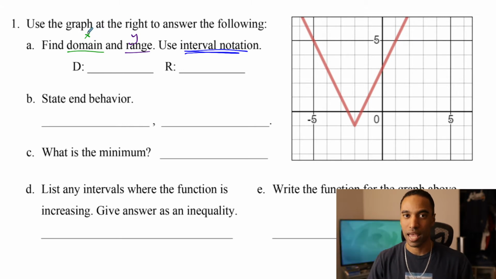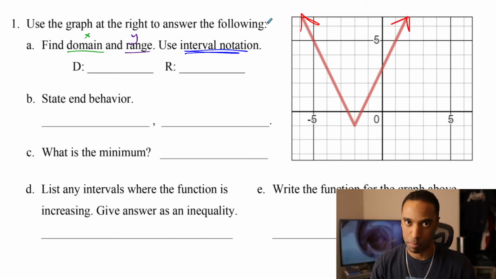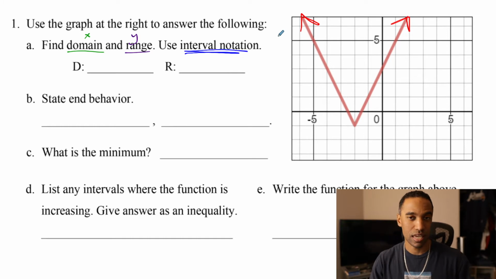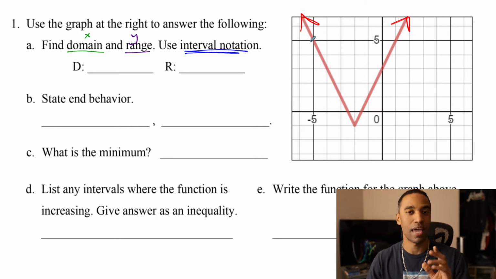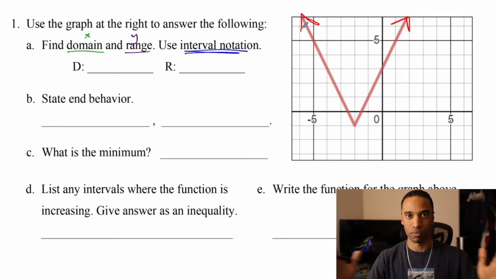Domain is in reference to the x's, range is in reference to the y's. For domain, we're asking what x values does this graph actually hit? I know there aren't arrows on this thing, but assume that this thing goes forever off the screen, forever up and to the right, forever up and to the left. As I say that, that kind of answers the question, at least for domain here. It goes forever up and to the right. It goes forever up and to the left. It goes forever right and left here.